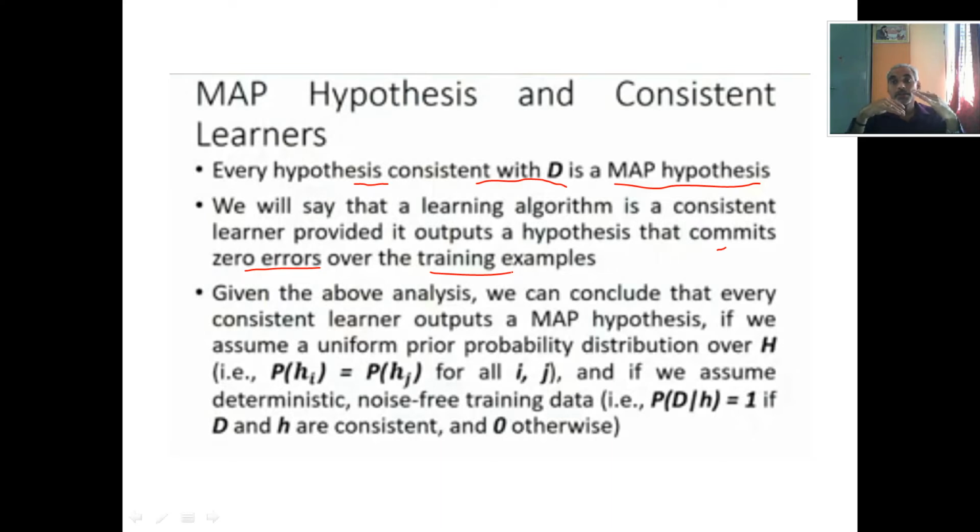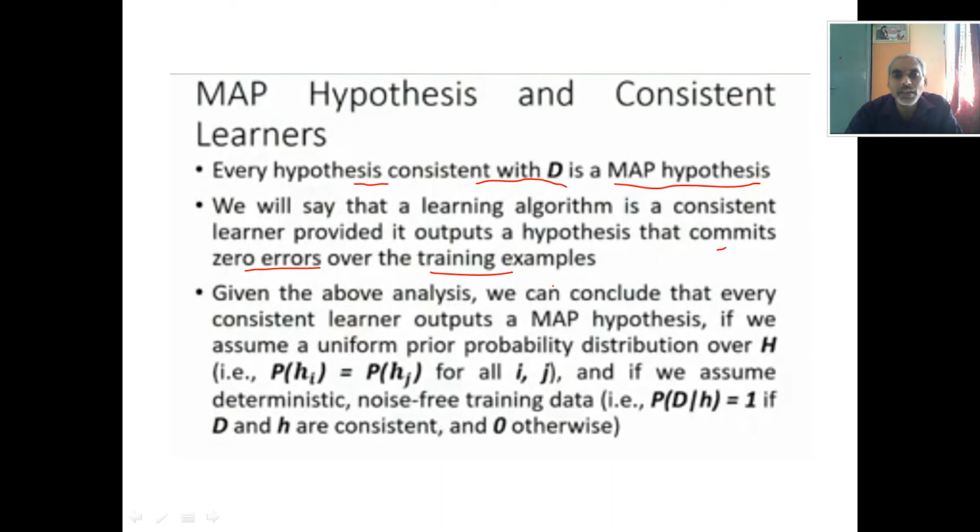When you have learned the neural network or backpropagation algorithm, what we are doing is we keep on adjusting the weights such that the output goes from 48 to 50, because 50 is your target and your observed value is 48. Or suppose your target is 50 and the output of your learning algorithm is 55. So it is greater, and again you have to decrease the error. So a learning algorithm is a consistent learner provided it outputs a hypothesis that commits 0 errors. The errors should be as small as possible, or 0, for your given training examples.